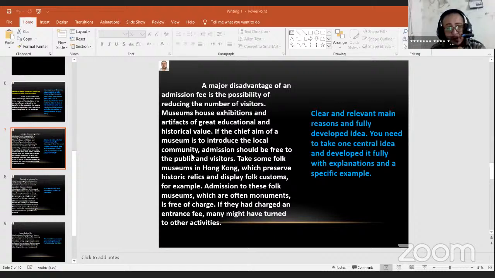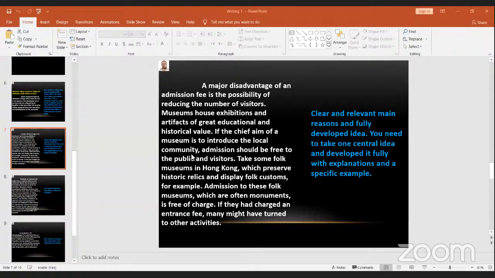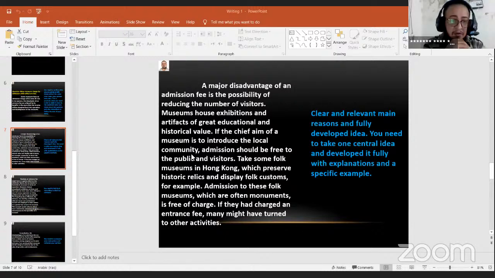Take some folk museums in Hong Kong, which preserve historic relics and display folk costumes. For example, admission to these folk museums, which are often monuments, is free of charge. If they had charged an entrance fee, many might have turned to other activities.